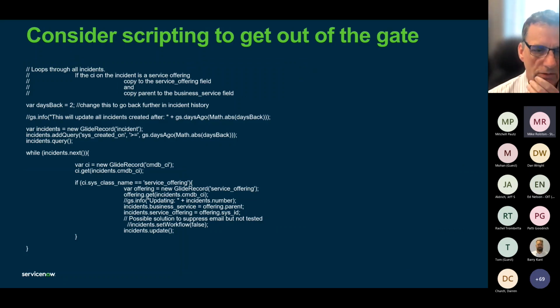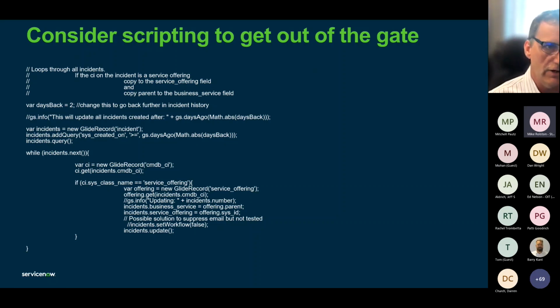Now, this is a script that I wrote with Lou. Lou was already using the service offering in the CI field on his incidents. So we created this little script and said, go through all of the incidents and go back 90 days. I just had 2 in here for my testing, but go back and get all of those incidents in that time period. Then if the CI class is a service offering, the one in the CI field in the incident, I'm going to take that service offering and update the service offering in the incident, and update the parent as the service offering's parent, which is the business service itself.